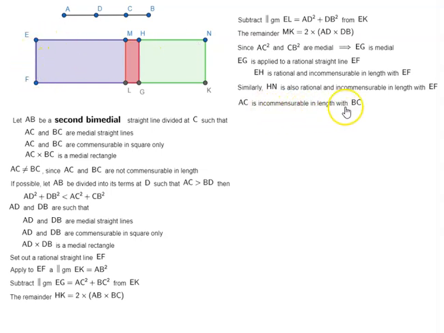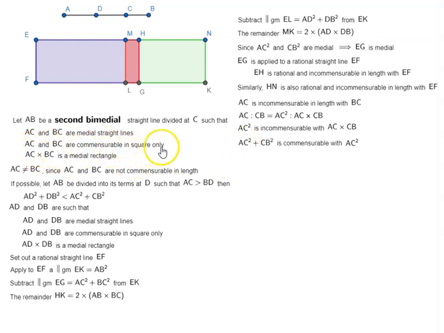AC is incommensurable in length with BC. Why? Because it is commensurable in square only. So in length, it will be incommensurable. We can write this as a proportion. AC is to CB is equal to AC square is to AC by CB. Since AC is incommensurable with CB, that means AC square is incommensurable with AC by CB. AC square plus CB square is commensurable with AC square because they are squares.